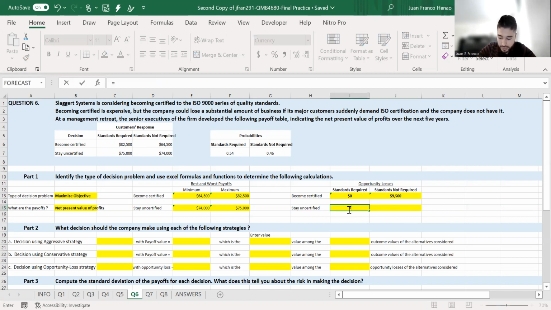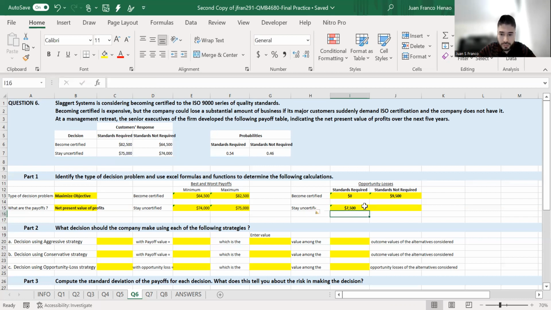Now we do it again. So would be max, stay on certify. Minus the value. Perfect. We got the 0 for the other column.